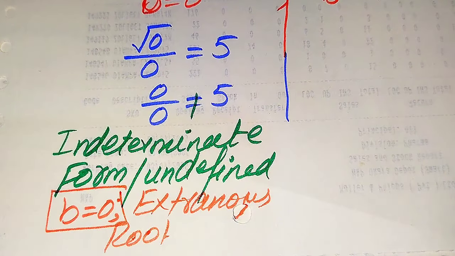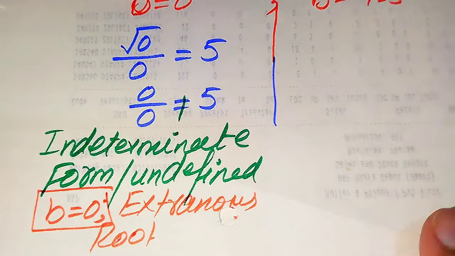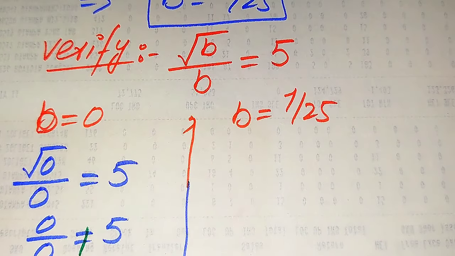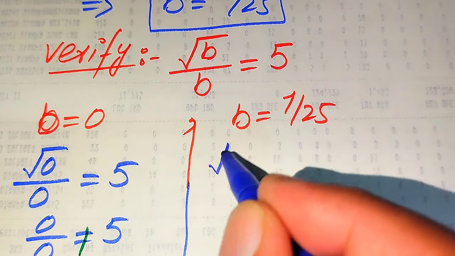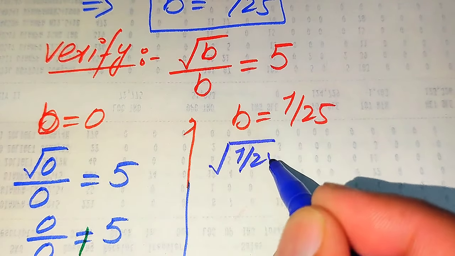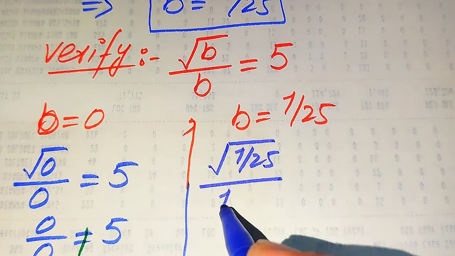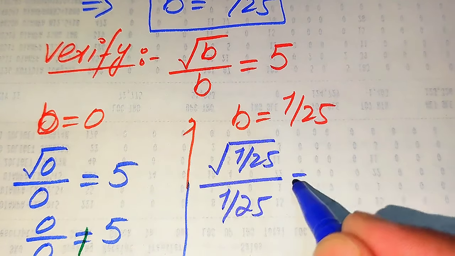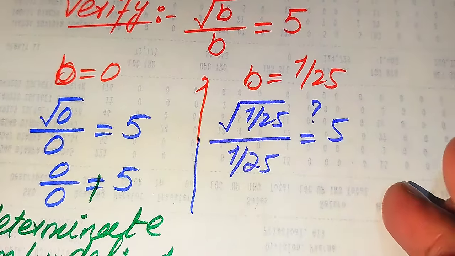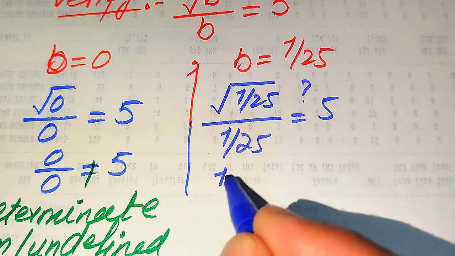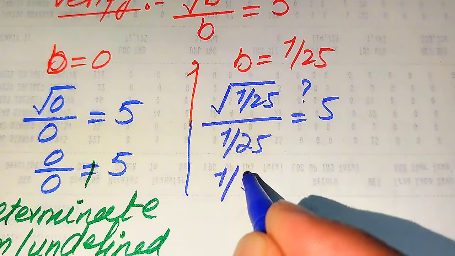And now here we need to verify or check the second root of this equation. So this is the second value, and when we put this value into the left hand side, it becomes square root of 1 divided by 1 over 25. Is this equal to 5 or not? Here you see that square root of 1 becomes 1 and square root of 25 becomes 5.